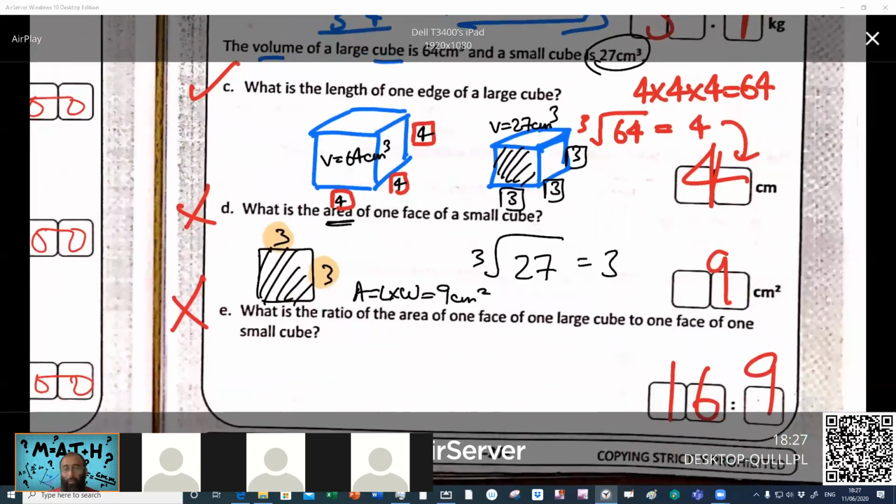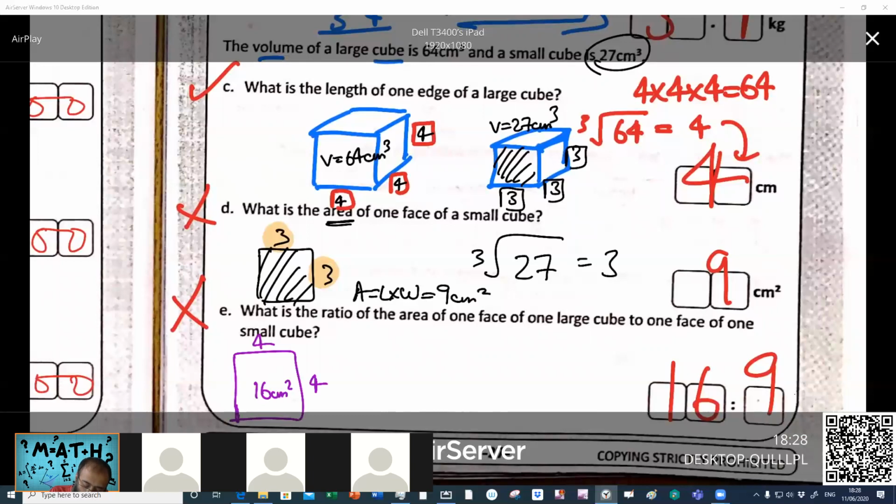Okay, Lisa, read the next part. What is the ratio of the area of one face of one large cube to one face of one small cube? Okay, so we haven't done the large one yet. So let's do the large one. The large one's over here. So we say it's 4 by 4. Now I'm not talking about Range Rovers. So 4 times 4 is 16.